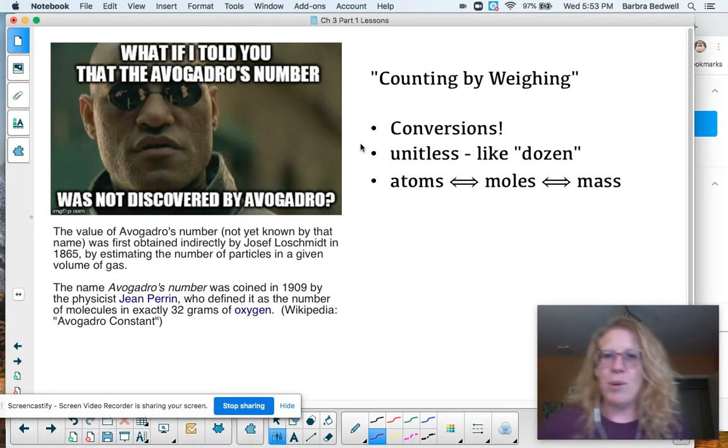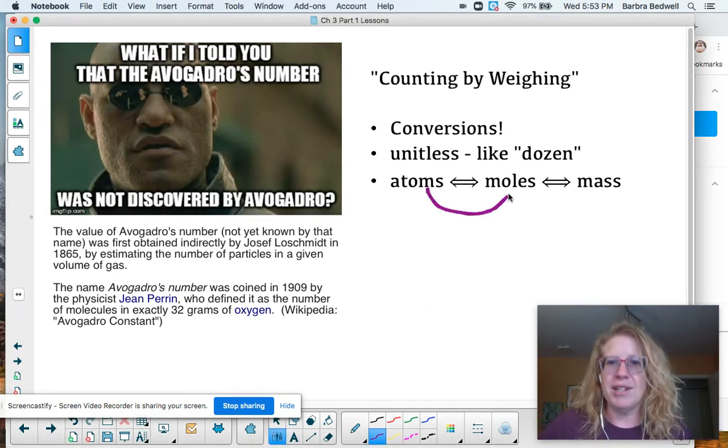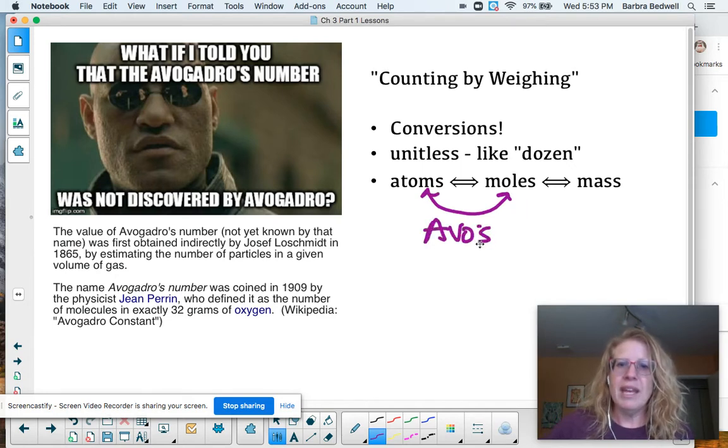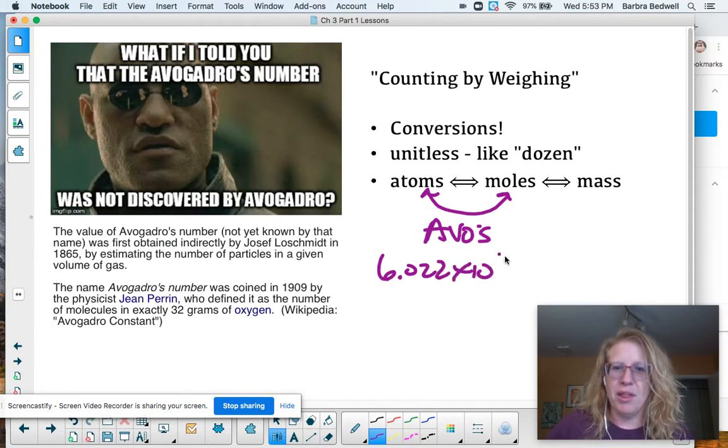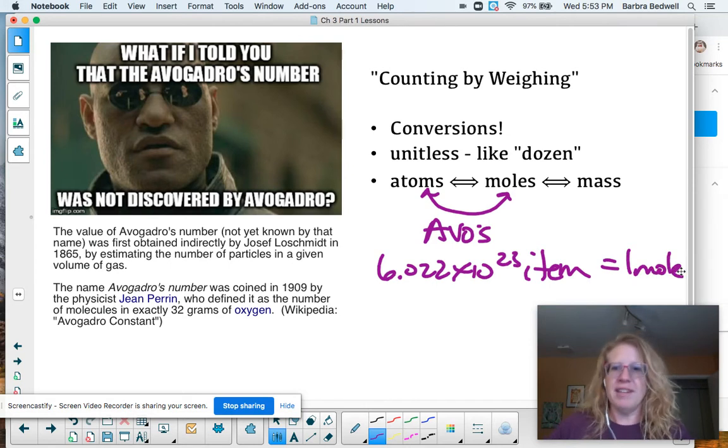So first of all, we have the atoms to moles interactions. This one right here. This is called Avogadro's number. And again, Avogadro's number is 6.022 times 10 to the 23rd items, whatever those things are. Usually those items are atoms, but they could also be molecules. But that equals 1 mole. Just like we say 12 cookies equals a dozen, well, 6.022 times 10 to the 23rd items equals a mole.